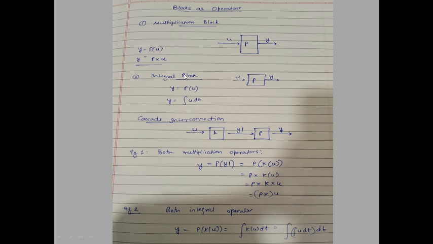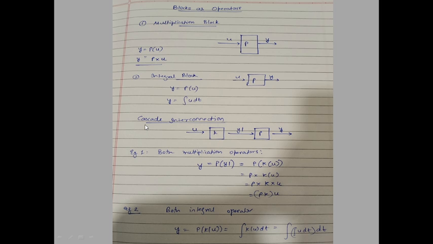Now consider an integral block. Here the action of P can be represented as the output equal to action of P on U. Now this is an integral block, hence the output is integral of U of t, that is the action of P is integration of U with respect to time.